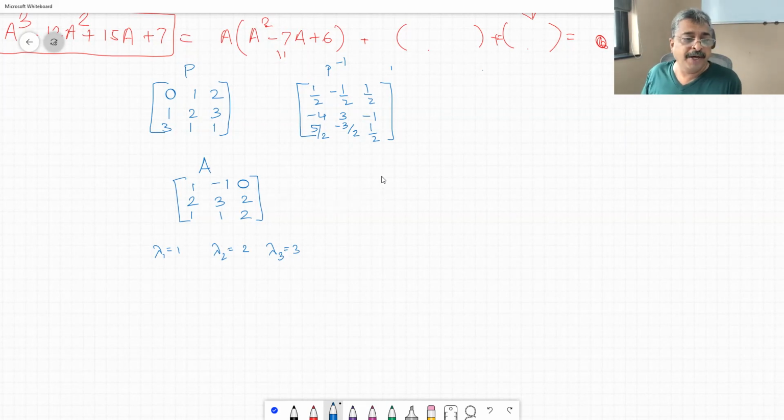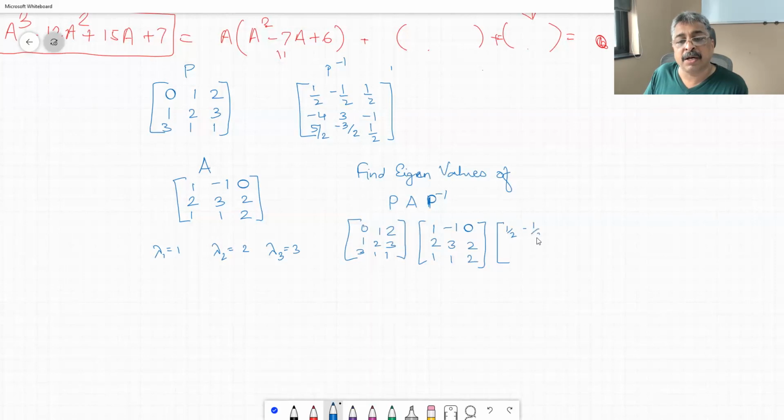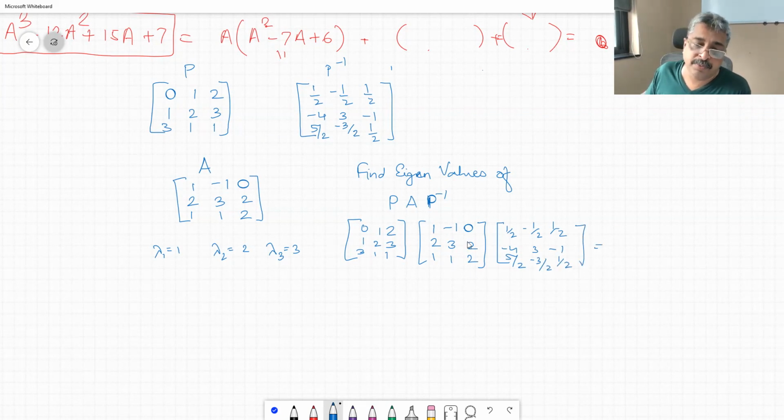I want you to find the eigenvalues of P A P inverse. That is [0 1 2; 1 2 3; 3 1 1] into [1 -1 0; 2 3 2; 1 1 2] into [1/2 -1/2 1/2; -4 3 -1; 5/2 -3/2 1/2]. Find the eigenvalues of this product, whatever matrix you get.